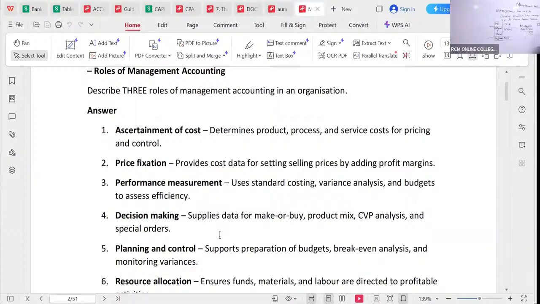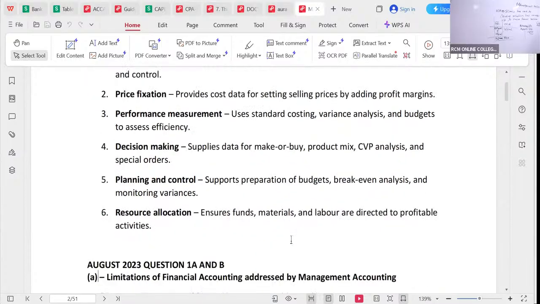We have decision making, supplies data for make or buy, product mix, CVP analysis and special orders. Planning and control, supports preparation of budgets, break even, and don't worry about those big terms. You'll be able to capture them as we move on with the syllabus. And the monitoring of variances, resource allocation, ensures funds, materials, and labor are directed to profitable what year activities.